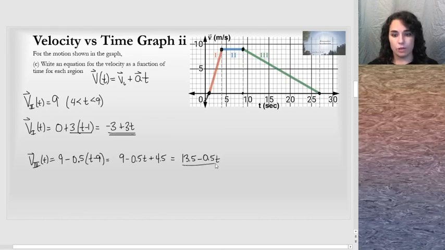And that would be the equation of velocity versus time, or velocity as a function of time, in that third time period over here. If we drew all the way back here, the y-intercept would be 13.5, and that's why that is what it is. It has a negative slope. We expect that, as opposed to the positive slope in region 1.